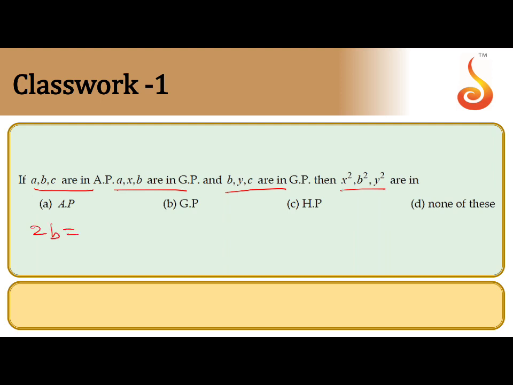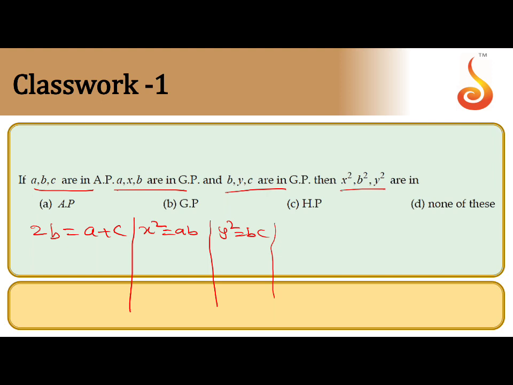So they are given a, b, c are in AP, so means 2b equals a plus c. a, x, b are in GP, then x square equals ab. Now b, y, c are in GP, then y square equals bc. This is the data which is given. So now you have to get the answer for x square, b square, y square.